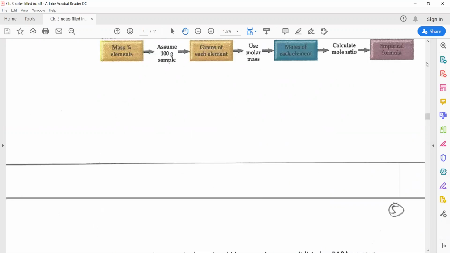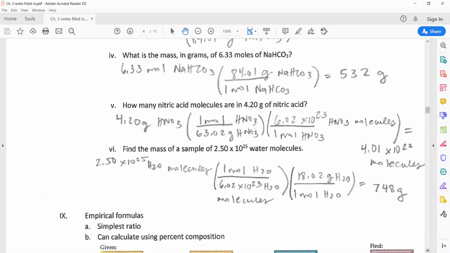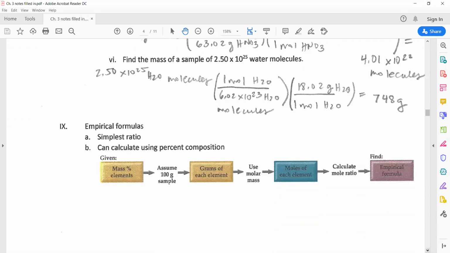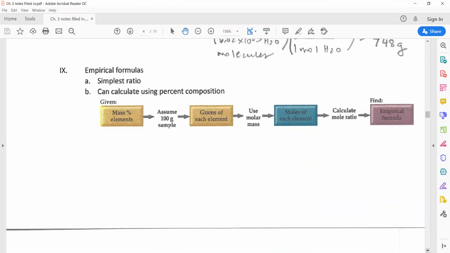So empirical formula, we've mentioned this last chapter, but an empirical formula is the simplest ratio of atoms in a compound. So you can look back to chapter 2 if that seems a little bit fuzzy. But for example, H2O2 is hydrogen peroxide. That's its molecular formula, but it can be simplified to just HO, and that would be called its empirical formula. So here we're going to look at problems of how to come up with an empirical formula.